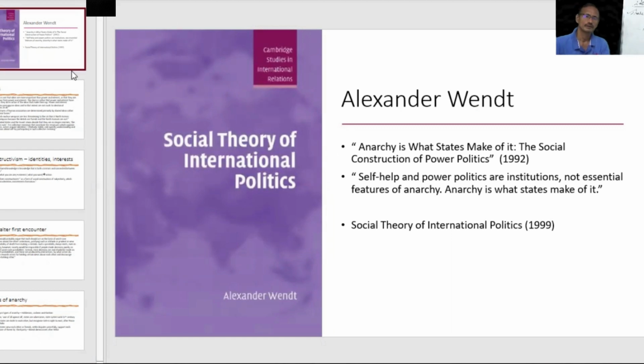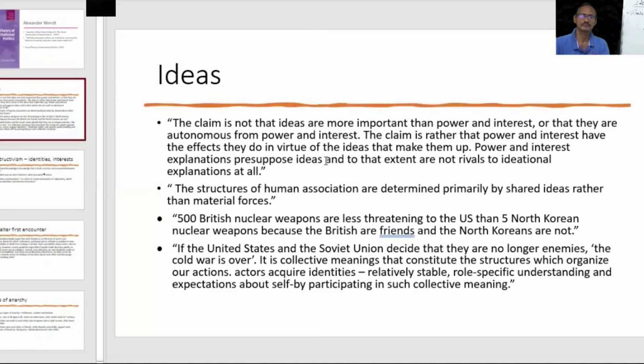Okay. And these are the things he said on ideas. The claim is not that ideas are more important than power and interest, or that they are autonomous from power and interest. The claim is rather that power and interest have the effects they do in virtue of the ideas that make them up. Power and interest explanations presuppose ideas and to that extent are not rivals to ideational explanations at all. So he means ideas plus material forces. And the structures of human association are determined primarily by shared ideas rather than material forces.